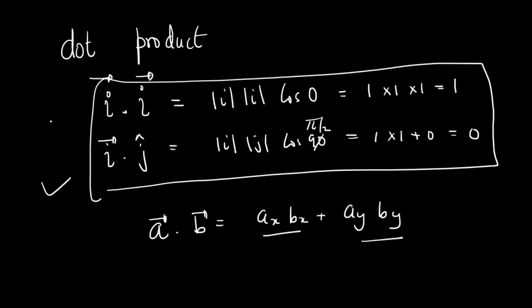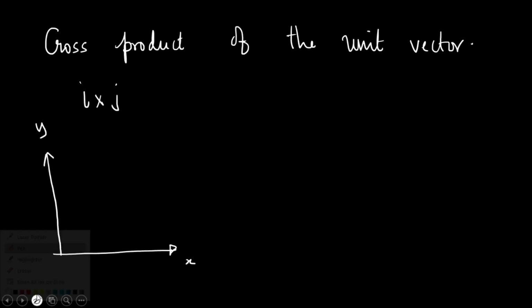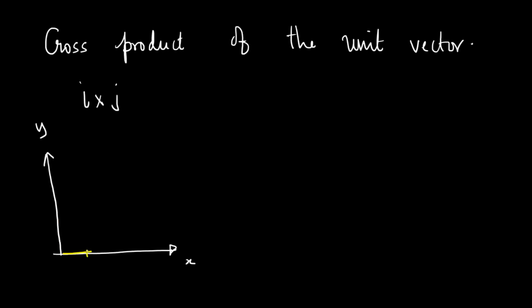Now we need to know the cross product of the unit vectors. So this is going to help us with the cross product of the unit vectors. So let's start with i cross j. Now let's visualize i cross j. This is the x-axis, this is the y-axis, and this is i, this is j. Mind you, the magnitude is 1.